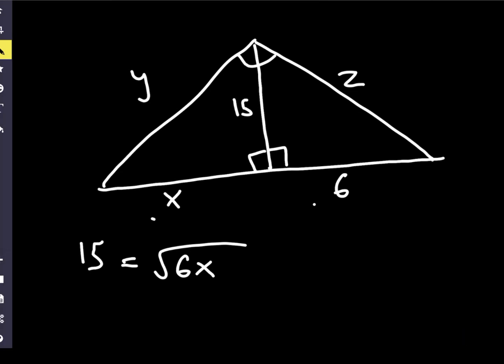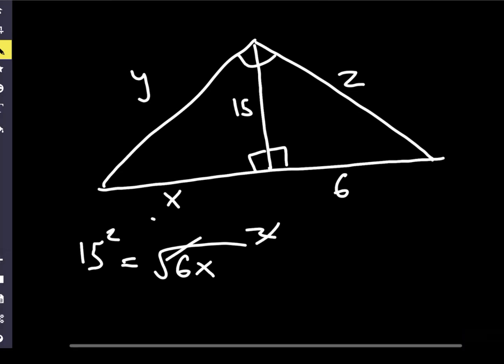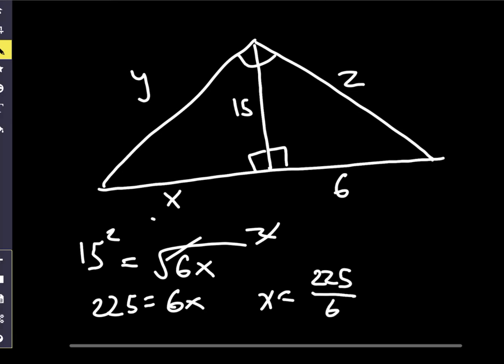Now, in order to solve for x, we have to square both sides. And we're going to get 15 squared, I think that's 225, equals 6x. And x is going to be equal to 225 over 6. I don't know what that is, but I'll just get my calculator real quick. So 225 over 6 is 37.5, okay? 37.5. And this will go right here.